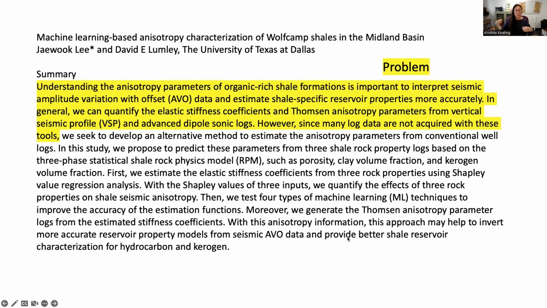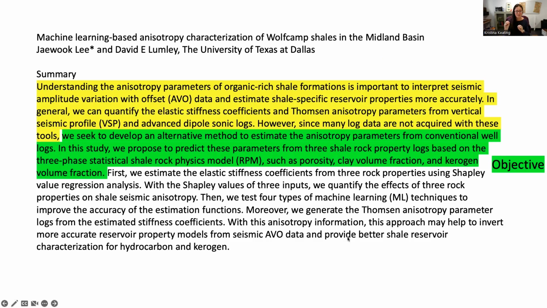We can also say here that they state how this is done, and then they state where the missing knowledge is. Many log data are not acquired with these tools. That is the missing data. That sets up the problem. The problem is then, or sorry, not the problem, the objective. That sets up the objective. The objective is we seek to develop an alternative method to estimate the anisotropy parameters from conventional well logs. In this study, we propose to predict these parameters from these rock property logs based on this model.